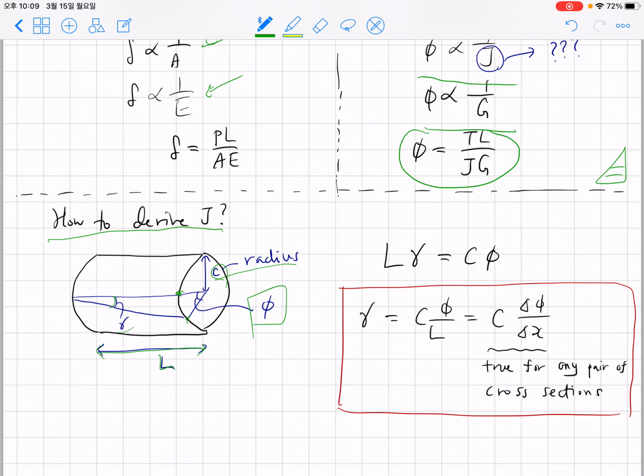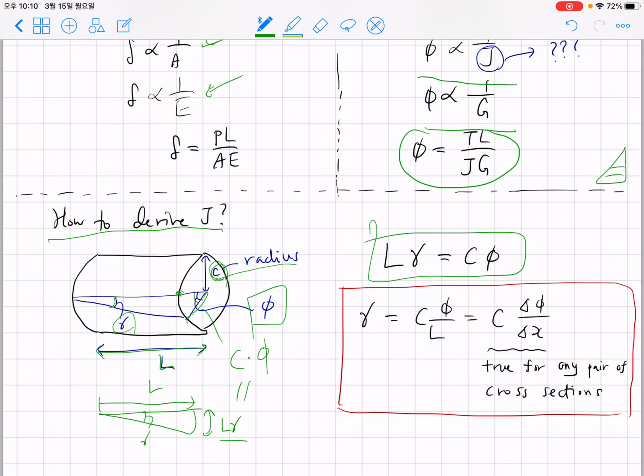So here, for small torsional deformation, when gamma is very small, then using the relationship between gamma and L, the arc length must be L gamma. This is the case for gamma very small, so that tangent gamma and gamma can be approximated as equal to each other. And from here we have L gamma. From here we have C times phi, and they must be equal to each other, right? So L gamma equals C phi. So gamma can be written as C times phi over L.